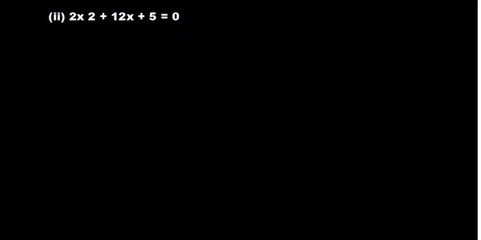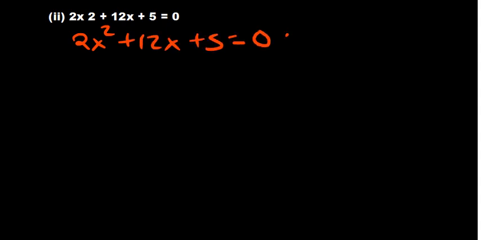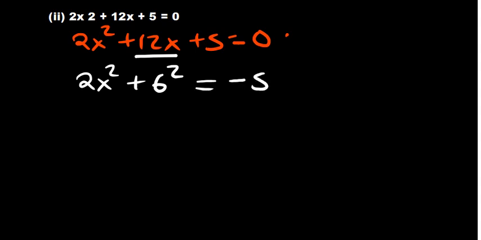Another practice problem. Okay, so we have 2x squared plus 12x plus 5 is equal to 0. Look at the b part there. What do we have? We have a 12. So the half of 12 is what? It's basically 6. So we have 2x squared plus 6 squared. Then the constant goes to the other side, negative 5. So we are going to add the half as well, squared. So we have 2.